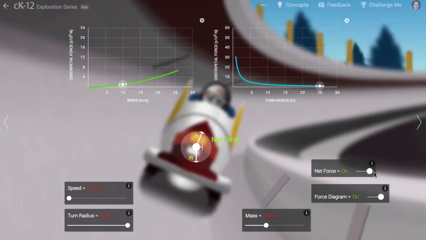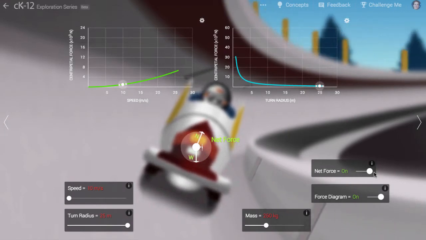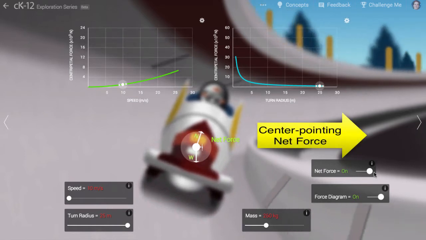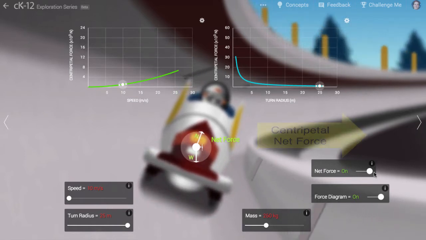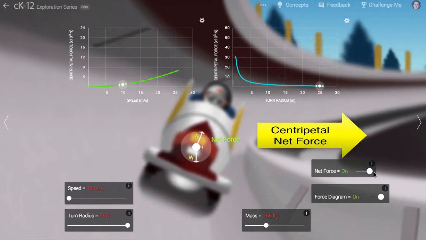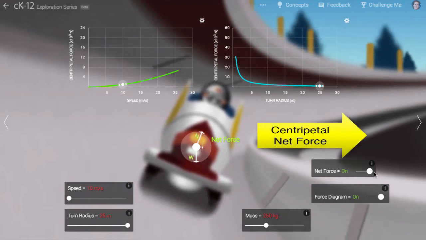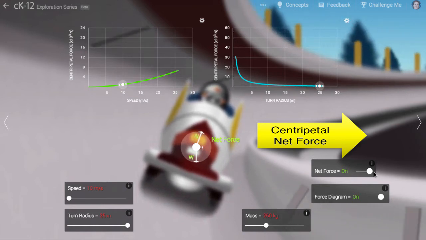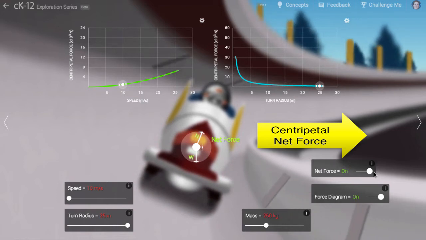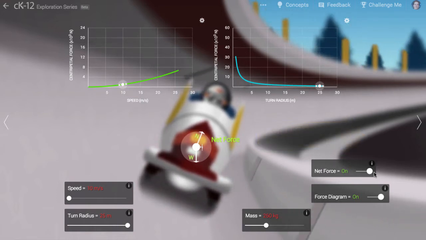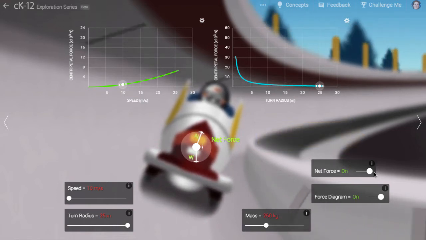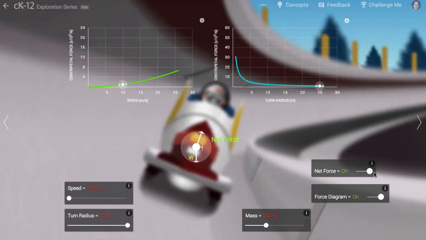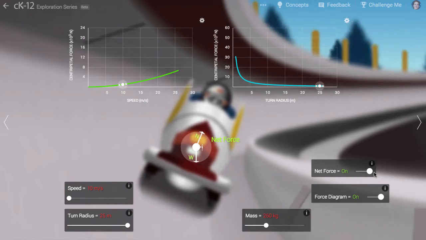When a force or force component, or combination of forces, points towards the center of the circle of motion, we call these forces centripetal. In other words, centripetal is not a type of force, it is a direction of a force. In this case, the horizontal component of the normal force is center pointing, so it is centripetal. A greater centripetal force is required if the acceleration is greater. More acceleration means greater rate of change of velocity.